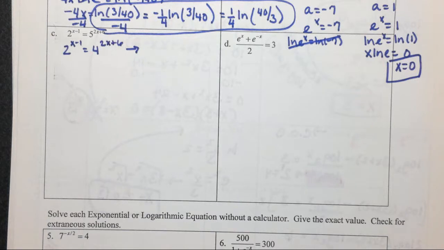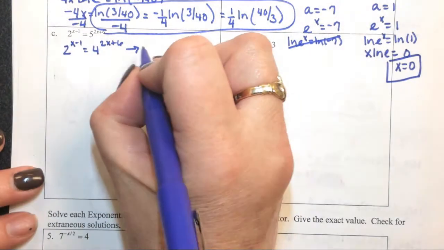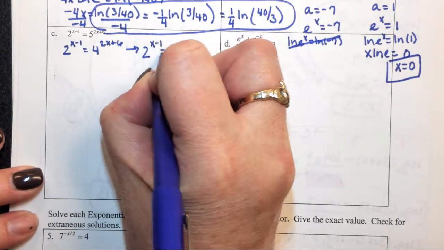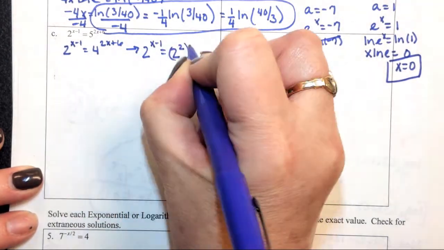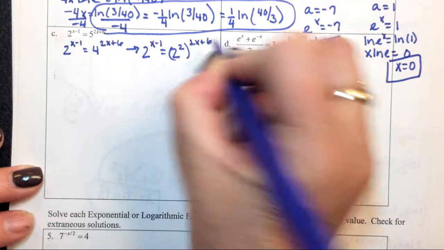Remember, the other strategy, besides taking log of both sides, is to see if you can rewrite the equation with all the same base. Is it possible to rewrite 4 with a base of 2? Yes, because 4 is equal to what? 2 squared. So whenever possible, if you can, rewrite it with the same base.